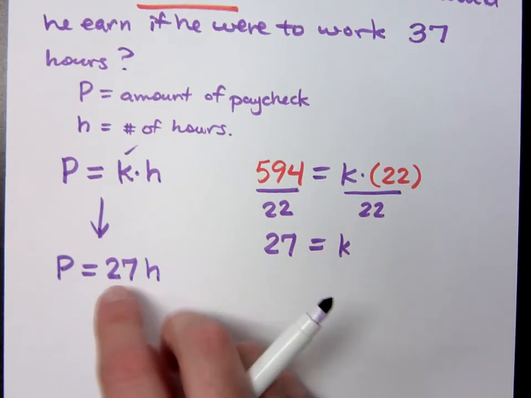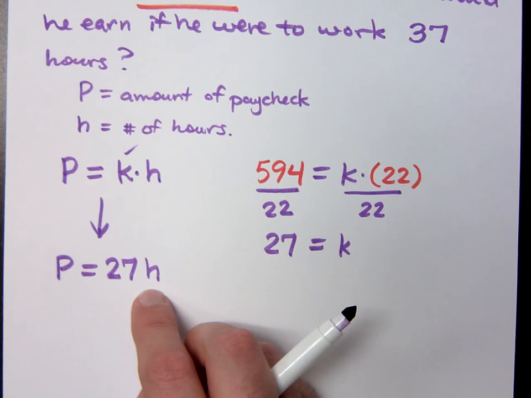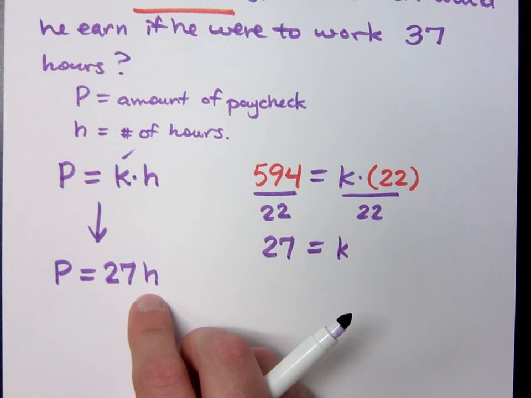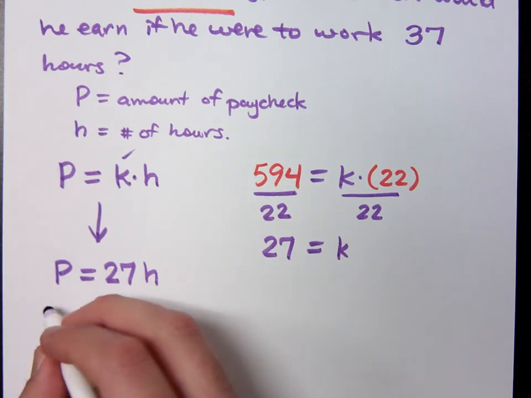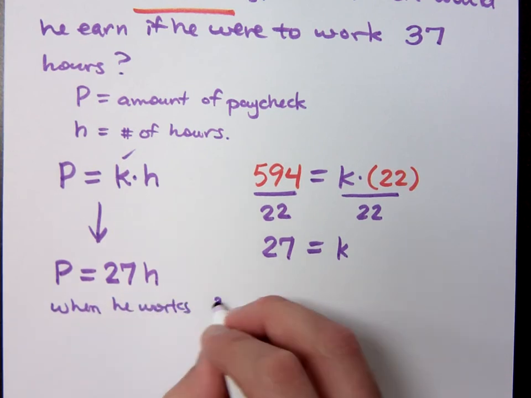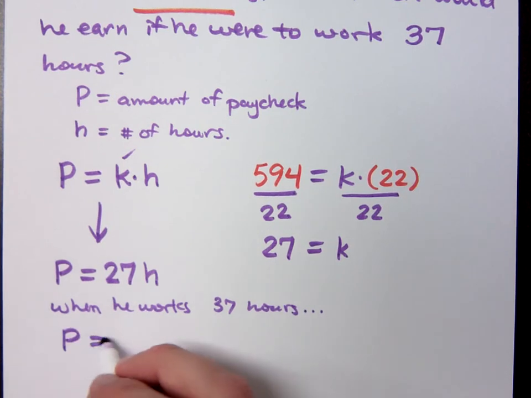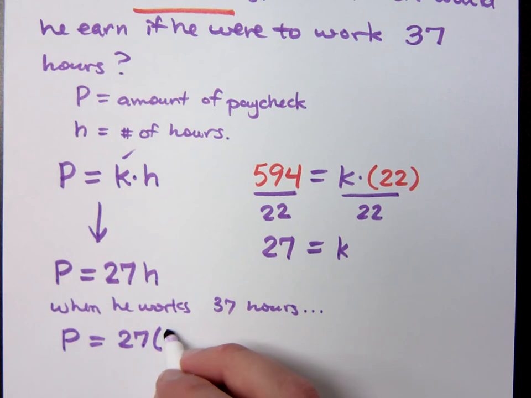Now here's what this means, though, before we go on. That means for Johnny and this particular job where he works, no matter how many hours he works, I can use this formula now in this equation to find out how much his paycheck should be, right? So let's actually answer the question. How much would he earn if he were to work 37 hours? So, when he works 37 hours, his pay is equal to 27 times the number of hours, which is 37, right?